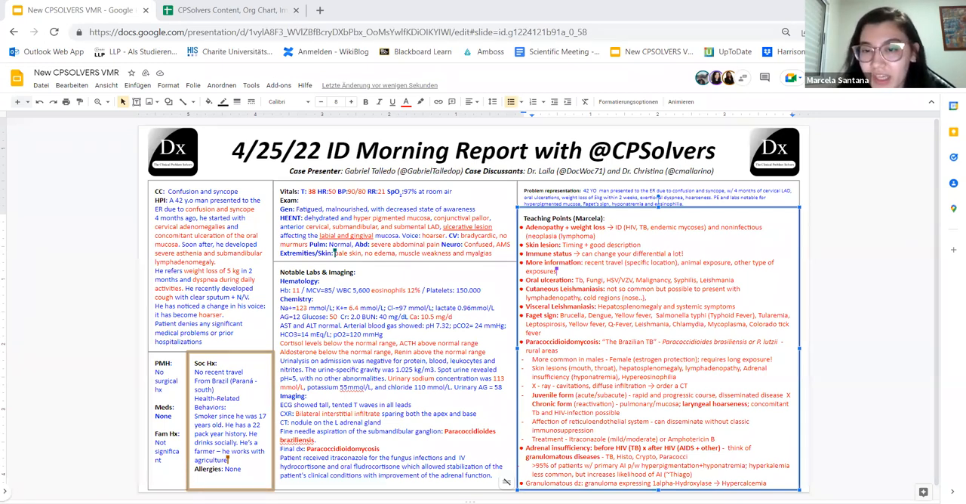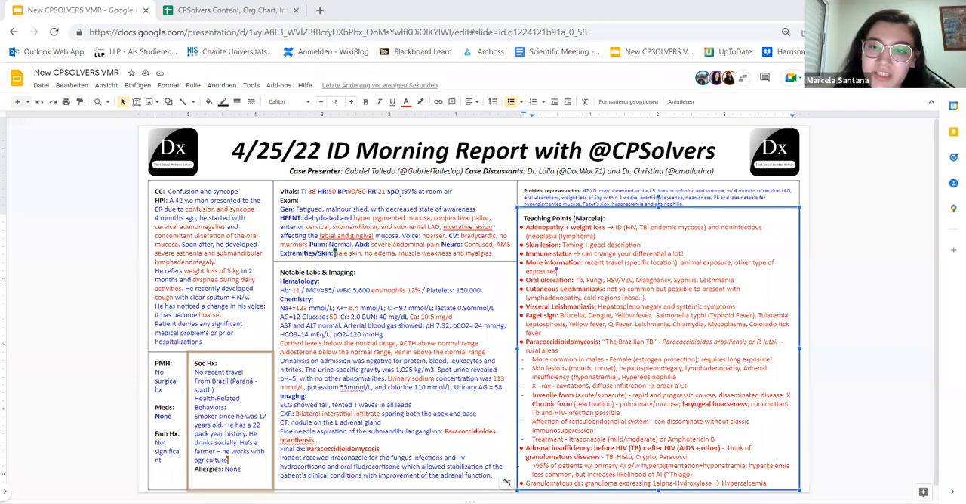And in ID, we always want more information. So does the patient have recent travel? Try to find a specific location, because like we saw, Brazil is so big, it can change from the Amazon region to the south. Try to see if the patient had any animal exposure or other types of exposures. And then for oral ulceration, we can have TB, fungi, HSV or VZV, malignancy, syphilis, leishmania, and a lot of others.